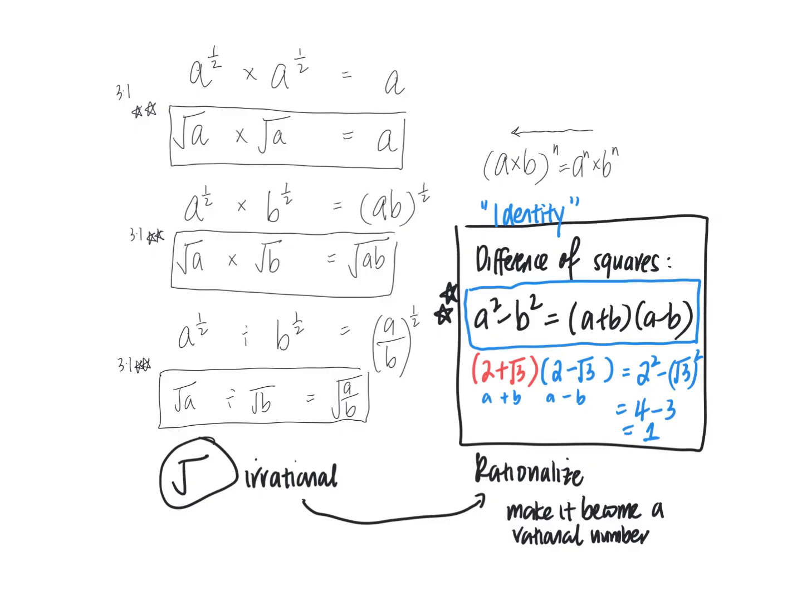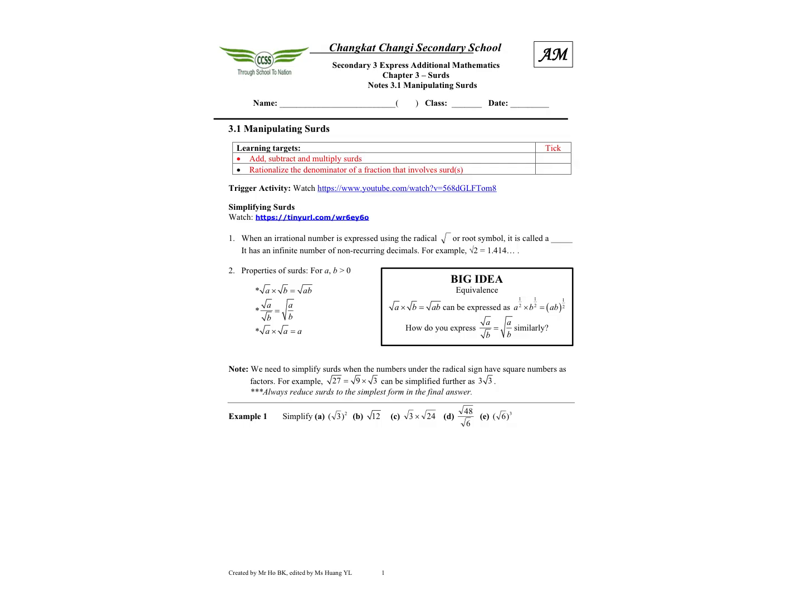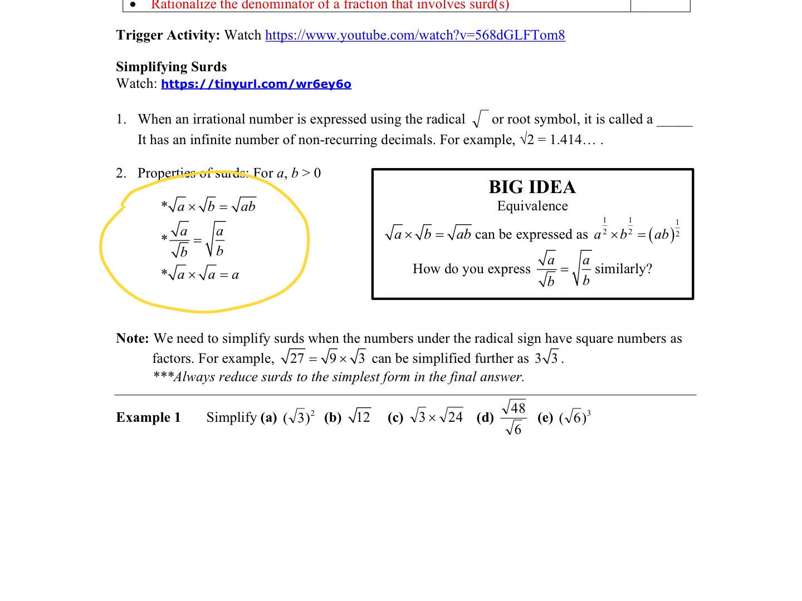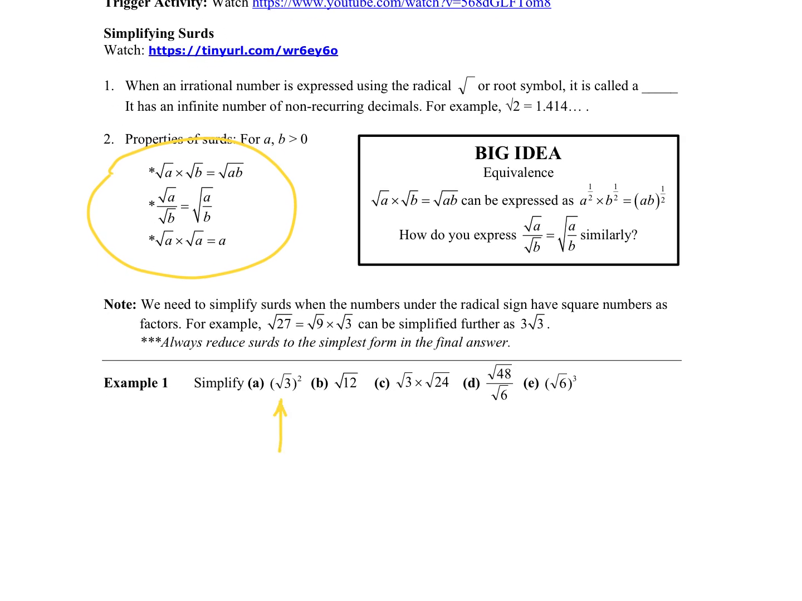Okay, so I think in Sec 1 you have learned irrational numbers like your pi, your square root 2. Any number that cannot be changed to a fraction is an irrational number. So this one you learned before. Okay, let's look at this one. I explained to you already. So these are the three properties that we will leverage upon when we simplify surds. So first things first.